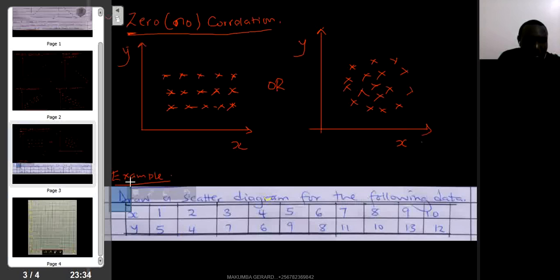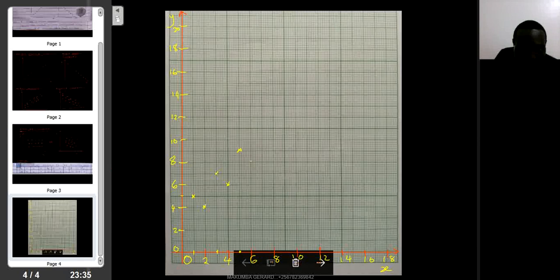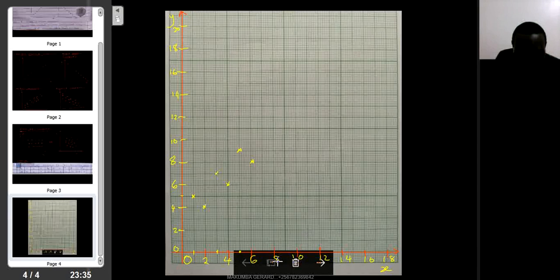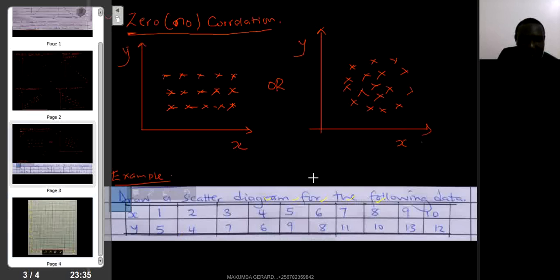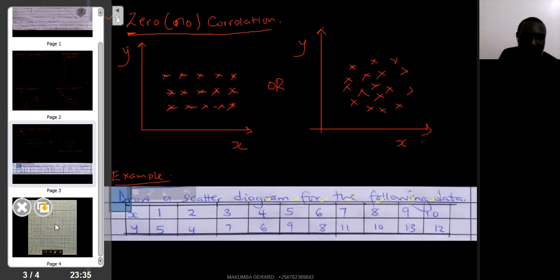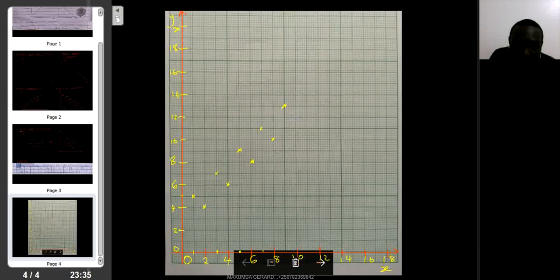Good. Then we are going to the next point, 6, 8. 6, 8 is this point here. This is done like plotting coordinates on the Cartesian plane. The next point to plot is 7, 11. 7 is in the middle here, and 11 is there. Then the next point is 9, 13. 9 is here, 13 is a point that is there. The last one is 10, 12. 12 is here. So this is how our scatter diagram looks.